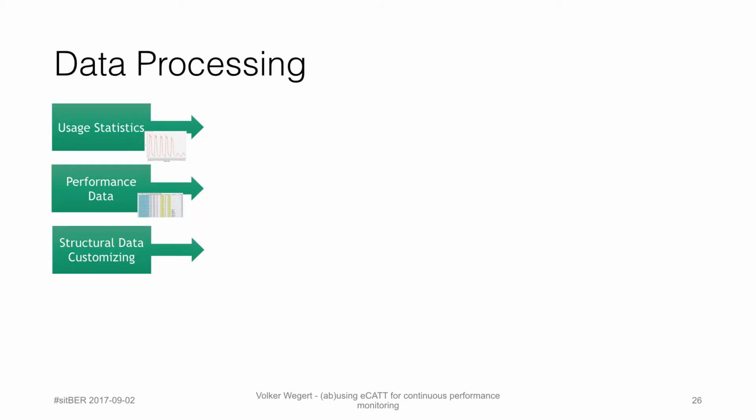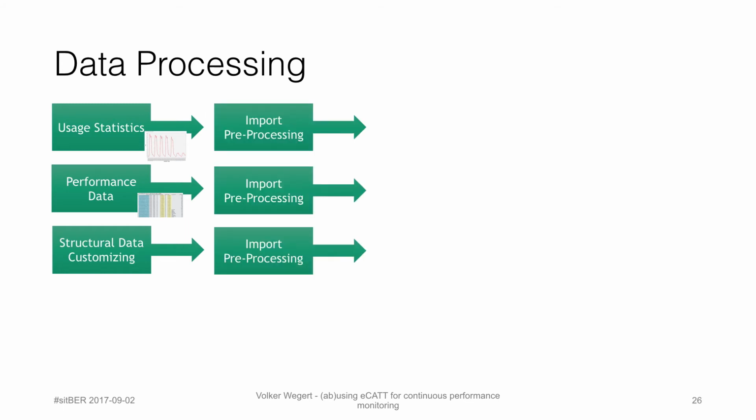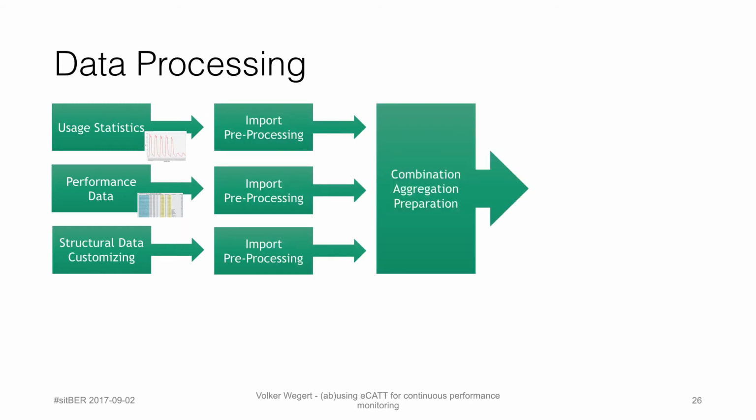Now we have the usage statistics, shown earlier, and the performance measurement results. We also need some information about the system environment, like the descriptions of the views and workplaces, or the names and types of the columns. This data then needs to be pre-processed and evaluated to produce some meaningful reports.